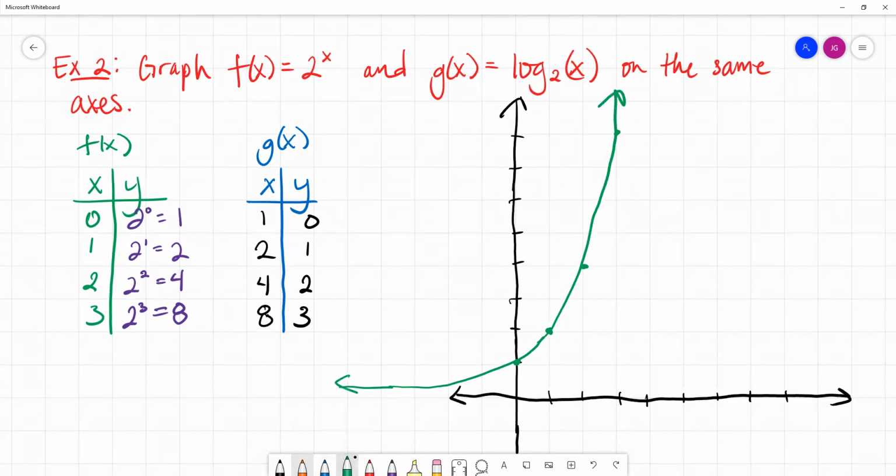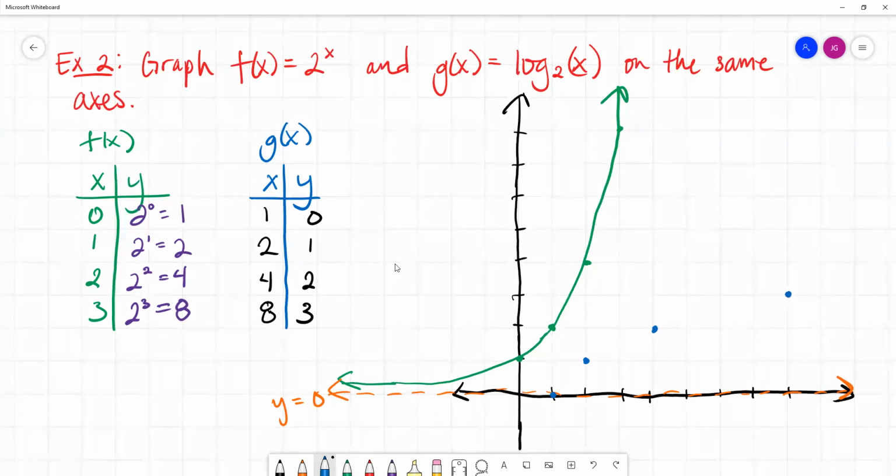And then remember, the exponential has a horizontal asymptote, right? It has that horizontal asymptote at k. Here there's no k value, so it's at 0. So it's at y equals 0. All right, so now let's do the logarithm. So in blue, I have (1, 0), (2, 1), (4, 2), and then (8, 3).